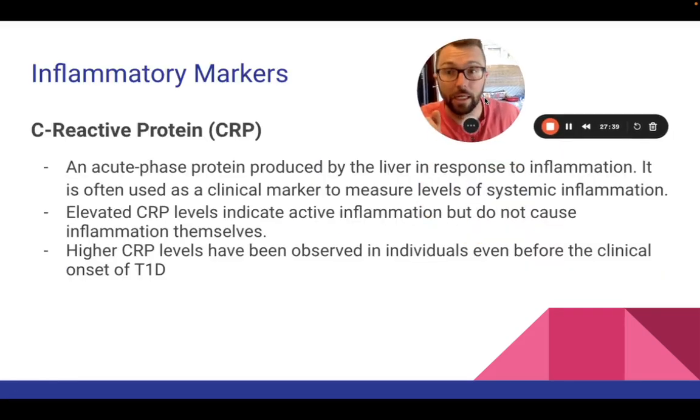So like I mentioned, the inflammation markers, the smoke: C-reactive protein. C-reactive protein is an acute phase protein made in the liver, right? The liver is the ultimate healing, ultimate detox organ. It knows what's going on in terms of toxicity. So CRP is created in response to general inflammation. This is not specific to beta cells, and it's used as a clinical marker to measure systemic inflammation. CRP levels indicate active inflammation, but do not cause inflammation itself, right?